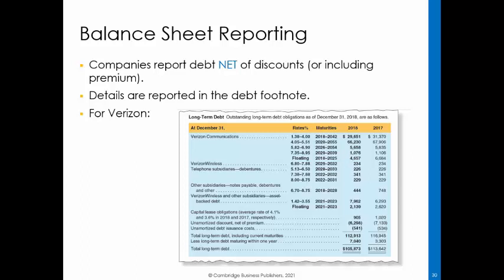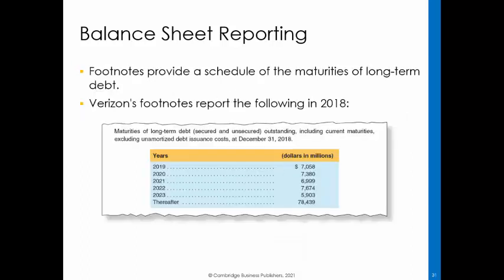Then Verizon subtracted $7,040 million, the amount of the debt that matures in the next year, to arrive at the $105,873 million that is reported in the non-current liability section of the 2018 balance sheet. Companies must provide a schedule of the maturities of their long-term debt in the footnotes to the financial statements as shown on this slide for Verizon's 2018 annual report.